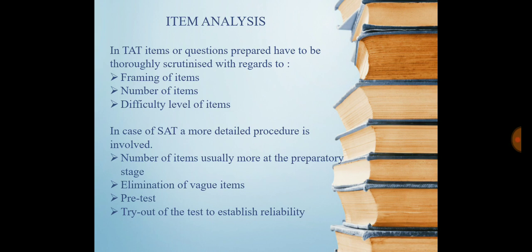However, in case of standardized achievement tests, a more detailed procedure is involved, whereby the number of items being included in the test are usually more at the preparatory stage, which means that when we prepare, we have to include as many questions as possible. Then there is also the elimination of vague items. Then a pre-test is to be conducted, and then a tryout is usually taken to establish reliability of the test.